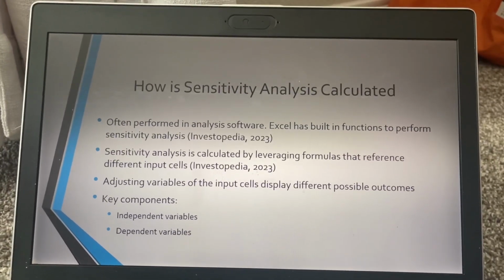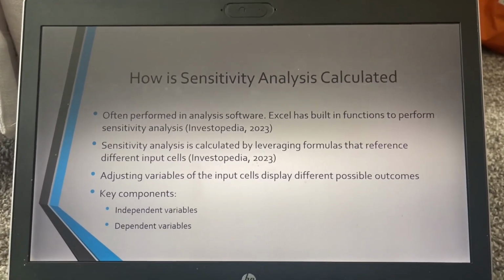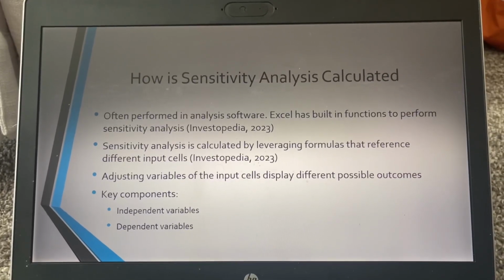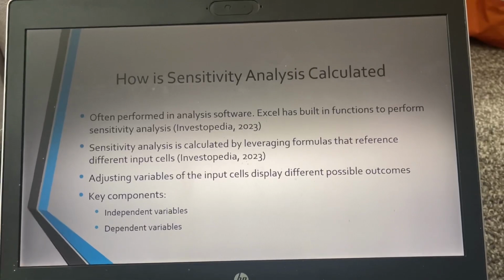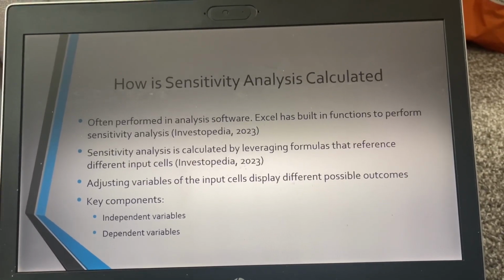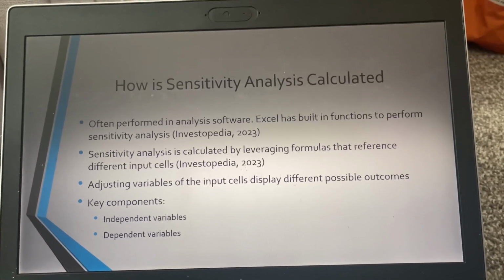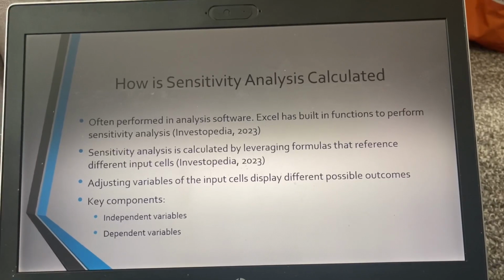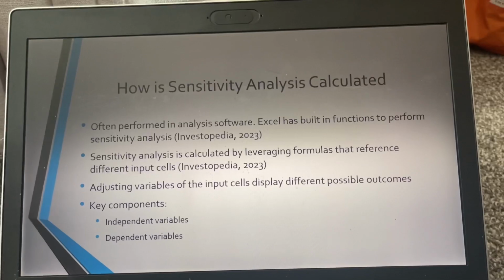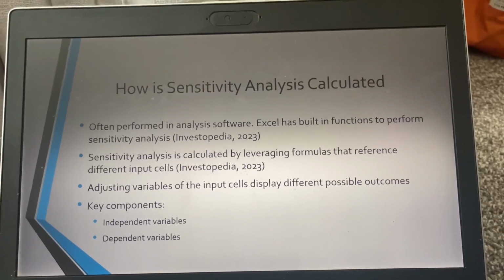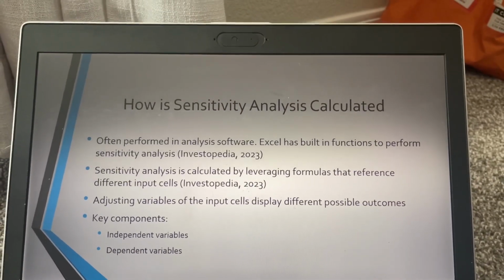So how is sensitivity analysis calculated? Sensitivity analysis is often performed in analysis software. Excel has built-in functions to perform the sensitivity analysis. It's calculated in Excel by leveraging formulas that reference different input cells. And adjusting the variables within those input cells will display those different outcomes.